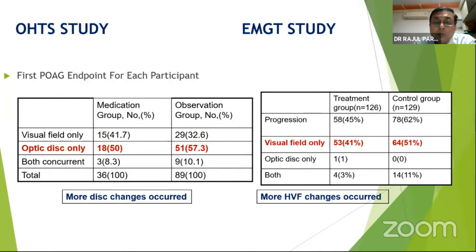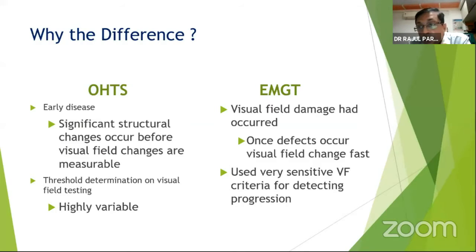So if you look at the OHTS study, which had only ocular hypertension, and the EMGT, which had definite glaucoma patients: in OHTS, the majority of patients had optic disc changes detected first on progression, as opposed to EMGT, where the majority of patients showed progression on the visual field as opposed to the optic disc. And why this difference? In OHTS, they had early disease with no changes on perimetry. In the early stage, the structural changes do happen before the visual field.